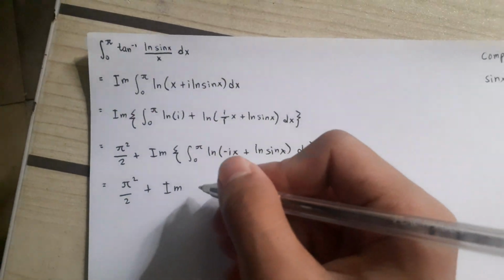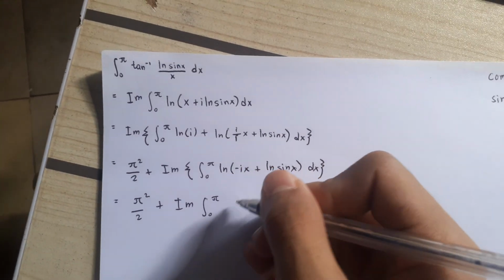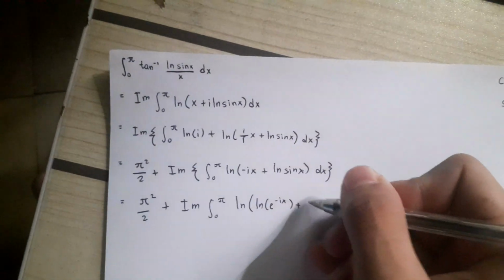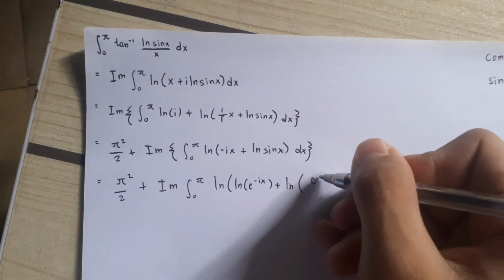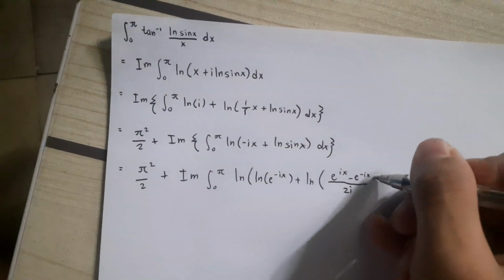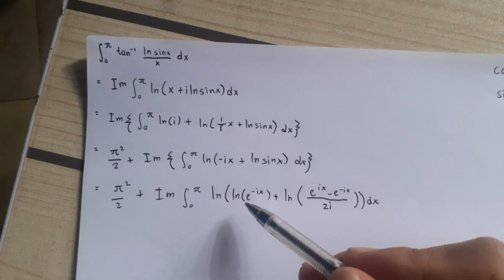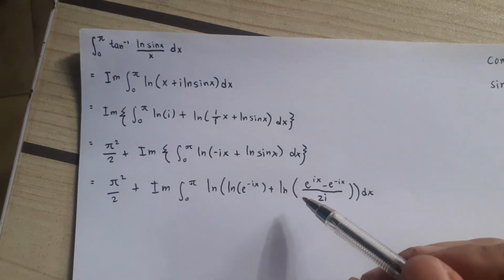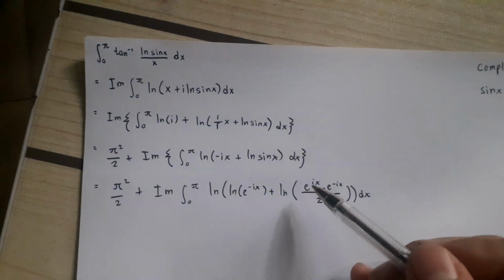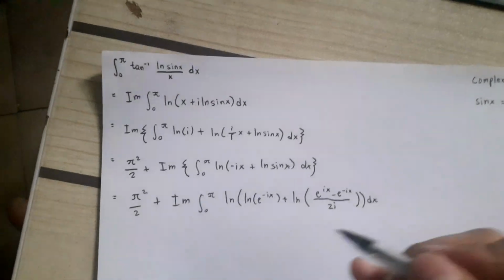So we have pi squared over 2 plus the imaginary part of the integral from 0 to pi of ln of e raised to negative ix plus ln of e raised to ix minus e raised to negative ix divided by 2i dx. By the property of logarithm, adding two natural logarithms results in multiplying their arguments, e raised to negative ix times e raised to ix minus e raised to negative ix divided by 2i.